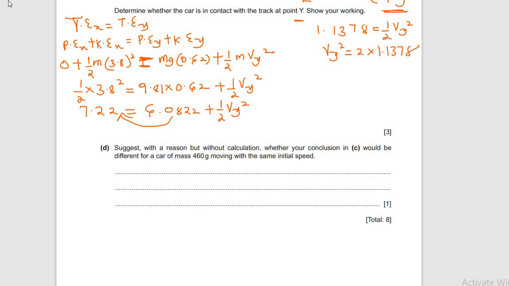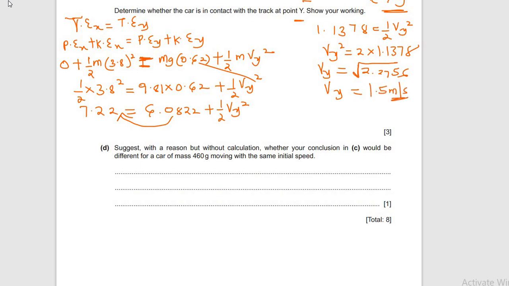So we have vy, the square root of 2 times 1.1378, that's 2.2756. The square root of 2.2756 gives us 1.5. Sorry, so the speed at y is equal to 1.5 meters per second.